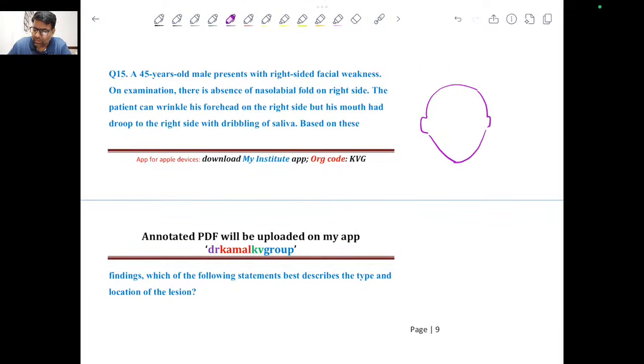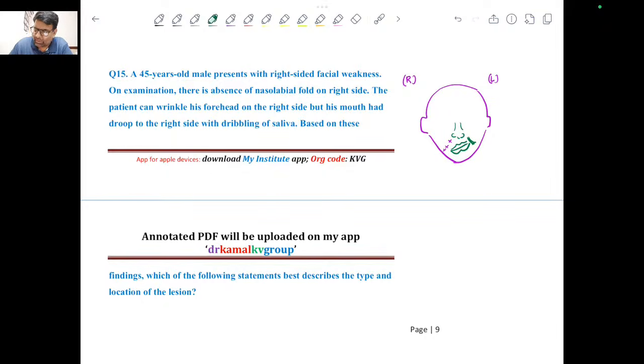Something like this. Okay. So say this is the right side of the patient, this is the left side of the patient. Now what is happening, if suppose this is the nose here, then this is the nasolabial fold, right? So there is no nasolabial fold on the right side. Then what about the mouth? The mouth is drooped to the right side. So the mouth is something like this.